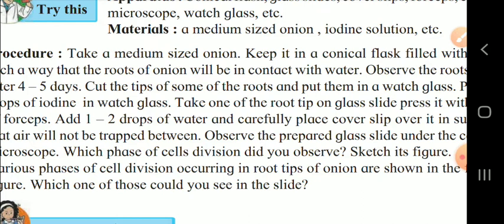Take one of the root tip on a glass slide. Press it with the help of the forceps. Forceps is like at home mummy is using chimta to hold the roti. Same way it is a very small forceps, and that also you can see in the lab. With the help of that we have to pick it up, and you have to add 1 or 2 drops of water. Carefully we have to place the cover slip.